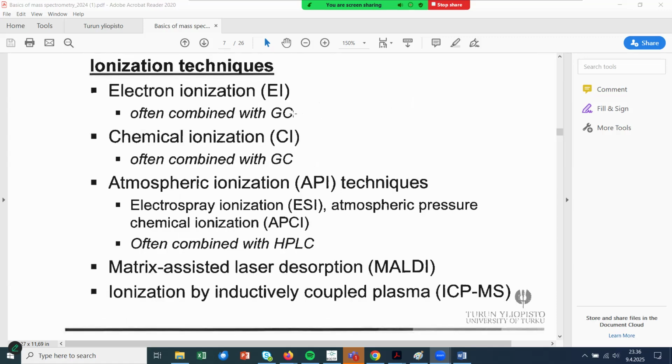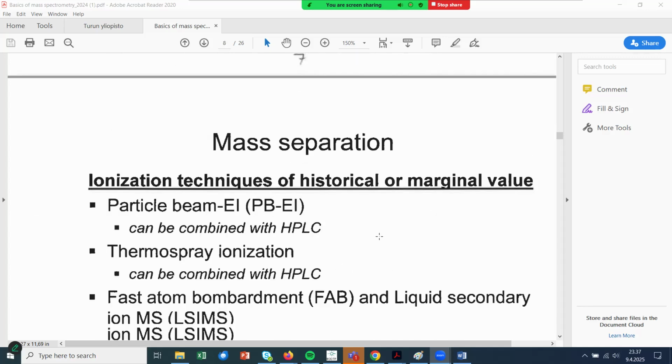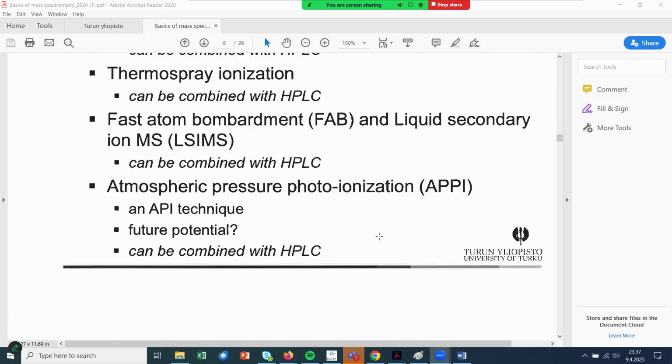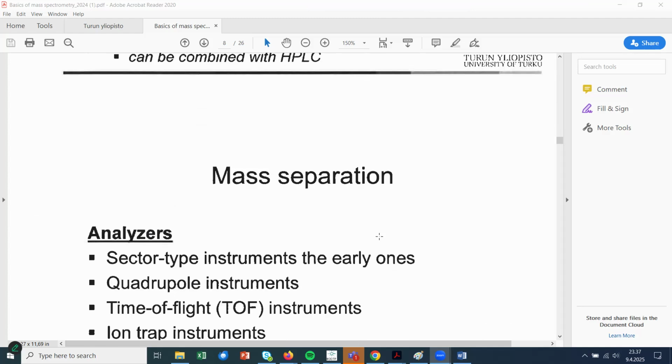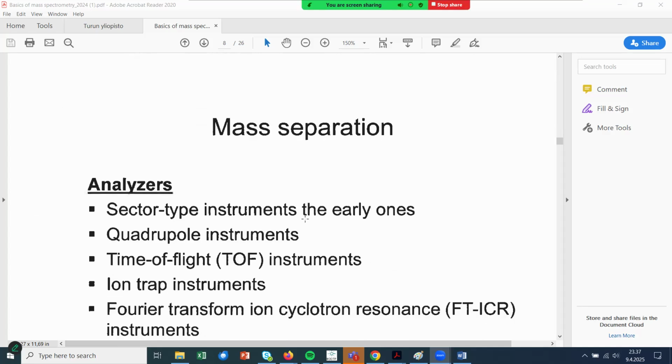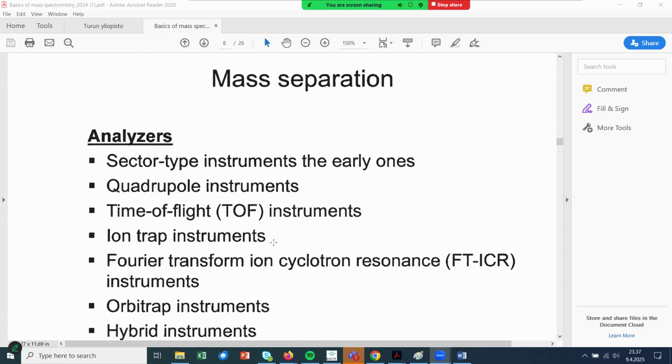So the most common of these ionization techniques are, I would say, the EI with more volatile components and this ESI for less volatile components and often combined with liquid chromatography. And I'm also paying more attention to those ones in these lectures. Then, as you remember, after the ionization, we need to analyze the ions also, and that's happening in these analyzers. And the ones I introduce you more to this afternoon are quadrupoles and time-of-flight instruments.